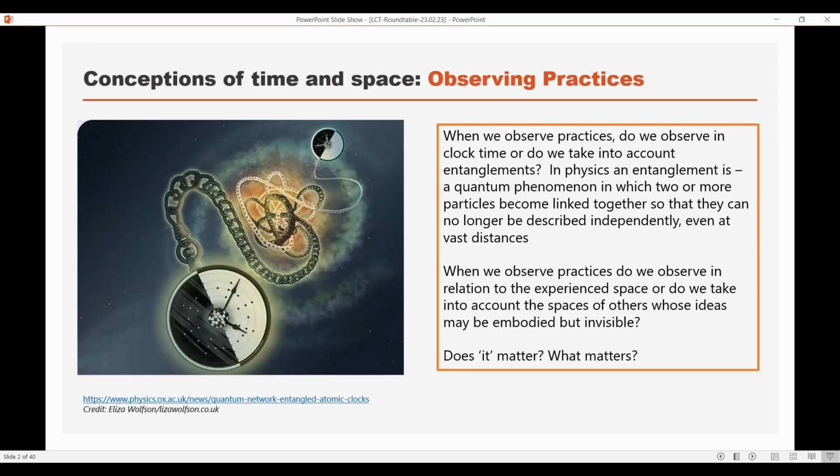Or are you bringing in entanglements with others? And does it matter whether you are or not? And what matters? So I'm just going to park that, leave that as a challenge, something for you to think about and connect with during the presentation.